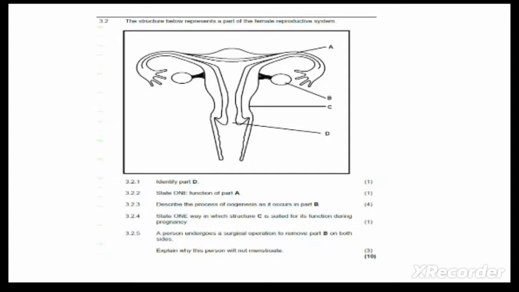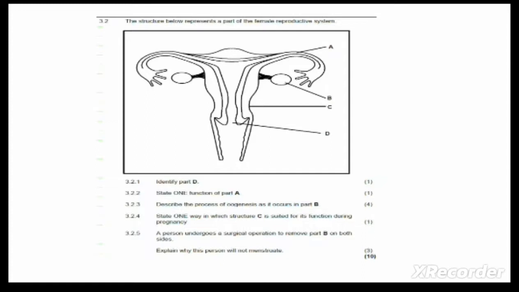Let's look at the next question. A person undergoes a surgical operation to remove part B. If they remove part B, which are the ovaries on both sides, explain why this person will not menstruate. Because no follicle will develop, that is the first one. No estrogen produced, no progesterone produced, therefore the endometrium will not develop to be shed during menstruation. Remember, progesterone and estrogen are the ones that make the uterus to be thick, right?